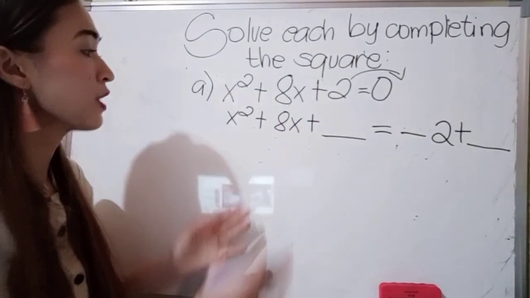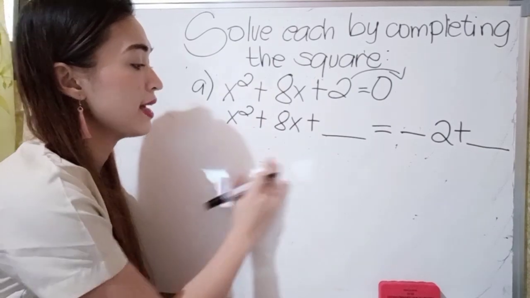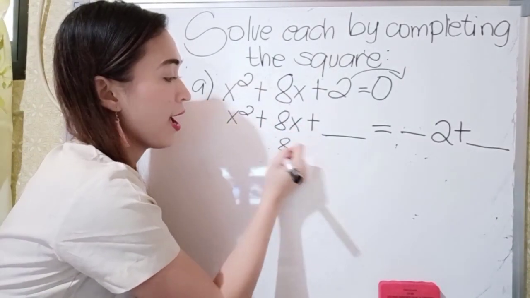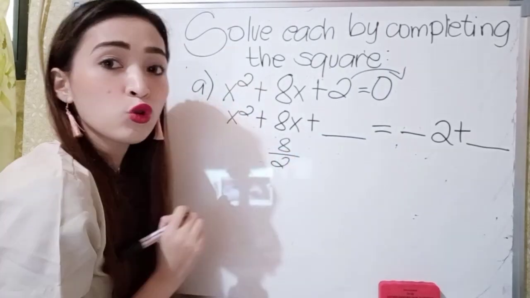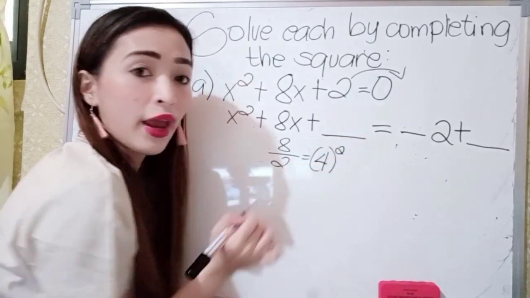Next, complete the square of this. Again, what is b in our equation here? So 8. 8 divided by 2 is 4. Now, square 4.